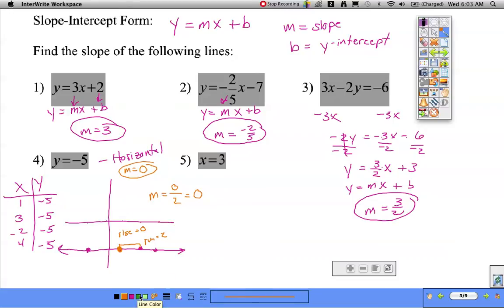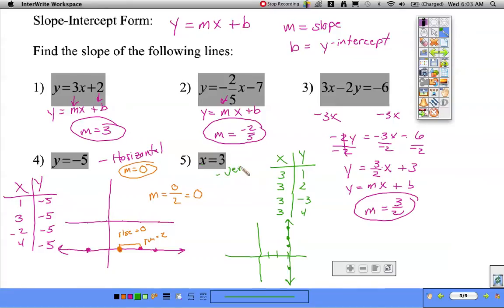Number 5 is the exact opposite of that. If x has to equal 3, again, if I made a quick xy chart, x has to be 3. I get no choice for x. It's 3. But if x is 3, y could be anything. It could be 1, it could be 2, it could be negative 3, it could be 4. If I graph that, well, I would be at 1, 2, 3, 1, 3, 2, 3, negative 3, 3, 4, and all my points line up in this perfect vertical instead of horizontal line. So if you ever see x equals, that is your vertical line.